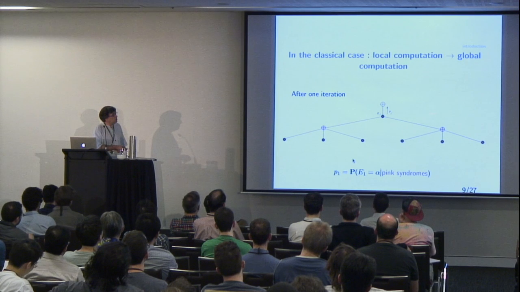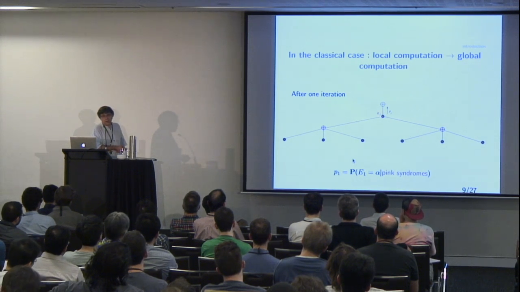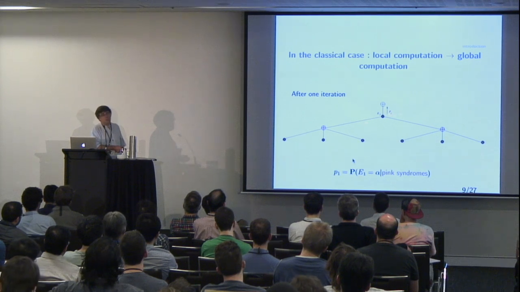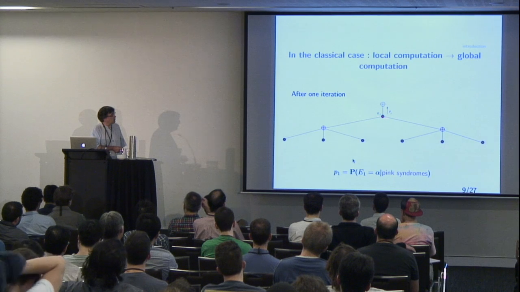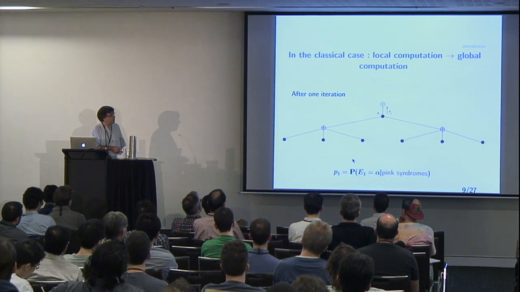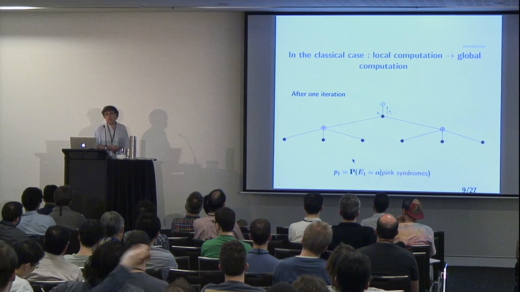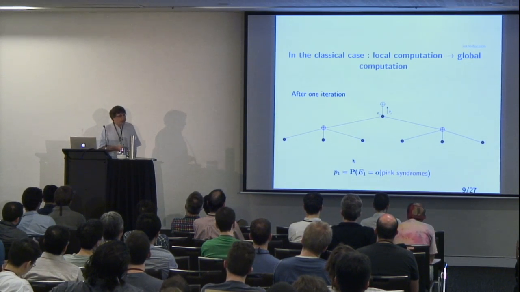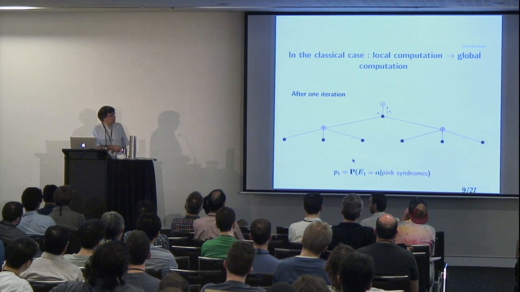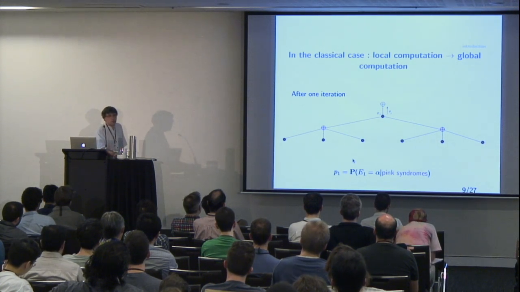And so in the classical setting, you have two independent pieces of information coming from here. You can put them together and compute the probability that the error was something given both syndromes. This is just a local calculation which is easy to do and basically can be done whenever you have a tree. So good.